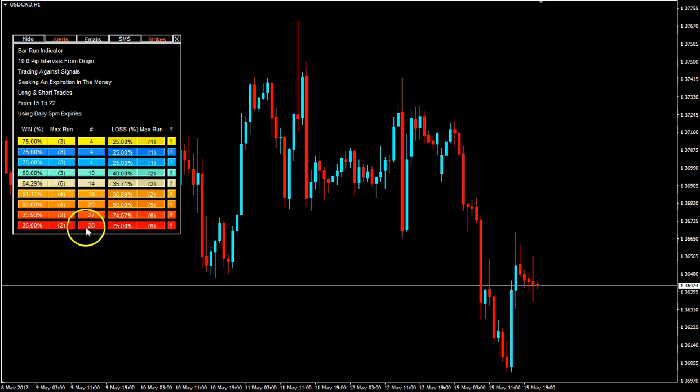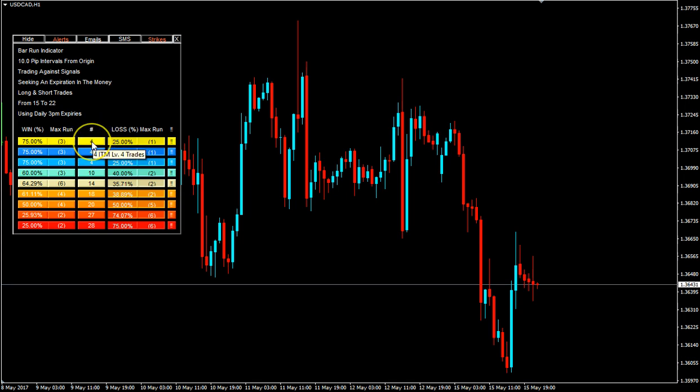We may have had 28 trades because we're only looking for 1 loss in a row. We only had 28 trades. However, up here on the ITM, we had 4 because most of those end in a winner.